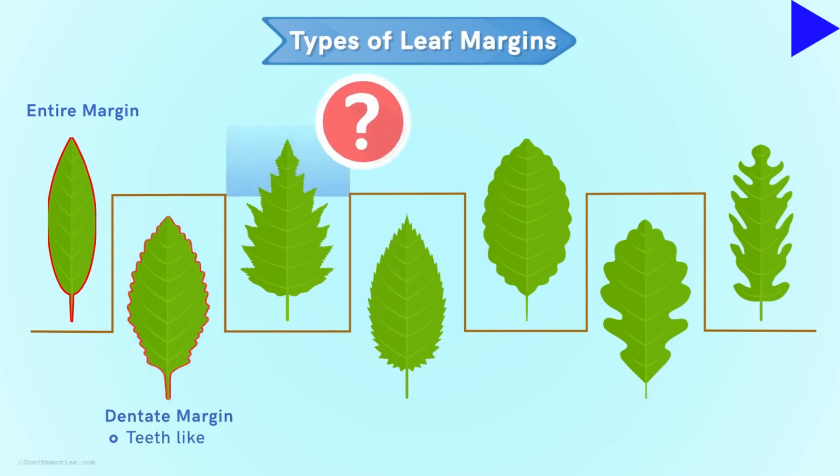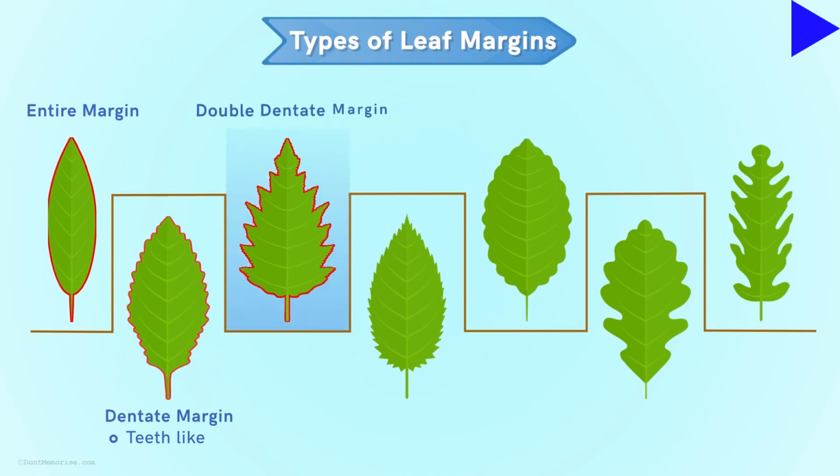Now can you guess this similar type? Well, this type is called the double dentate margin. Here we have one more similar type. Is this type different from the dentate margin? Yes, it is. If you observe carefully, then this type has the teeth-like edges pointing towards the apex, unlike the dentate type where the teeth point outwards. Such a type is called serrate margin.